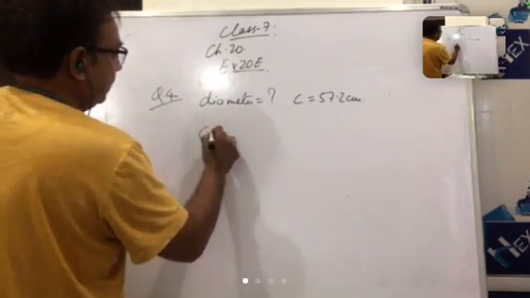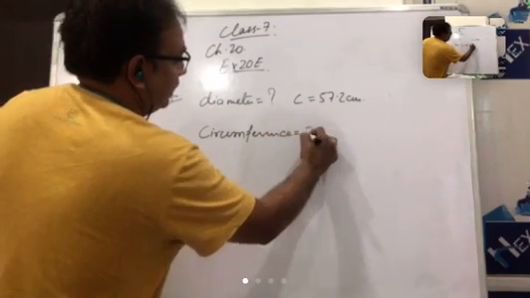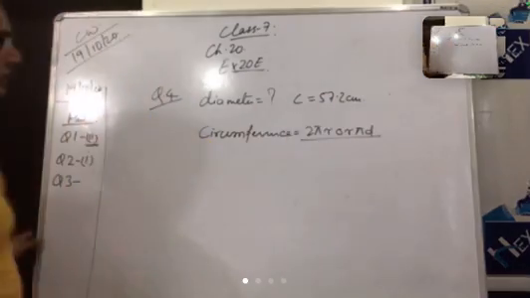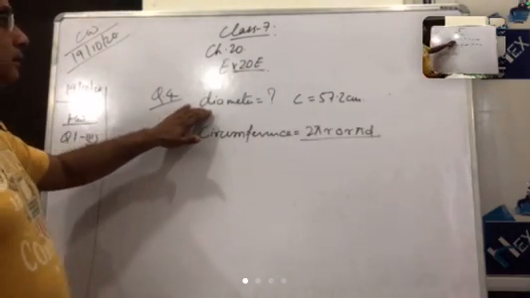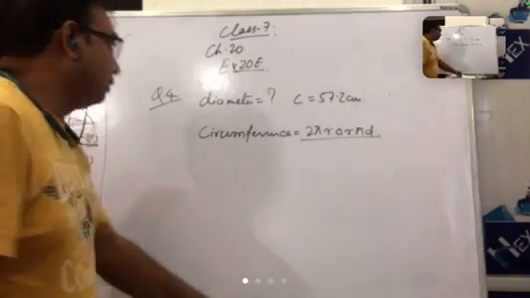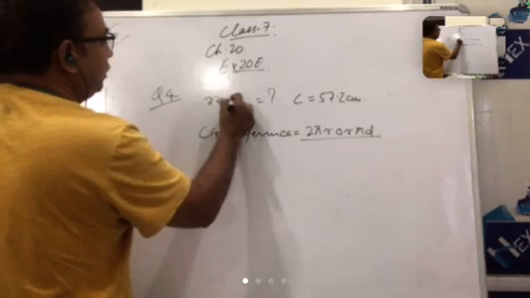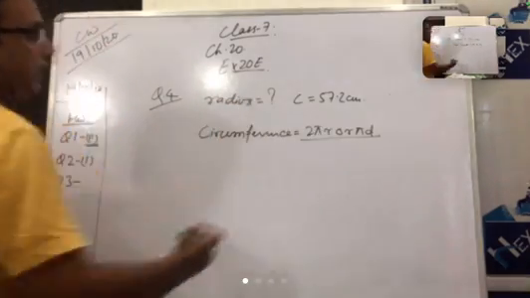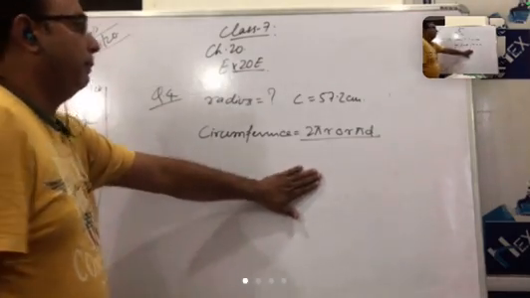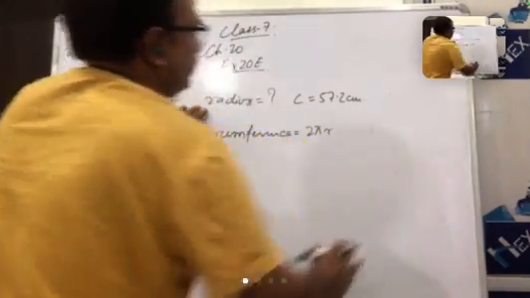So for circumference it's 2 pi r or pi d. Any formula you can use to solve this. Okay, we have to find the radius now, then we can use radius. So you can use both formulas. It's not necessary that if diameter comes, radius cannot come. But if we have to find the radius, we can use this 2 pi r.